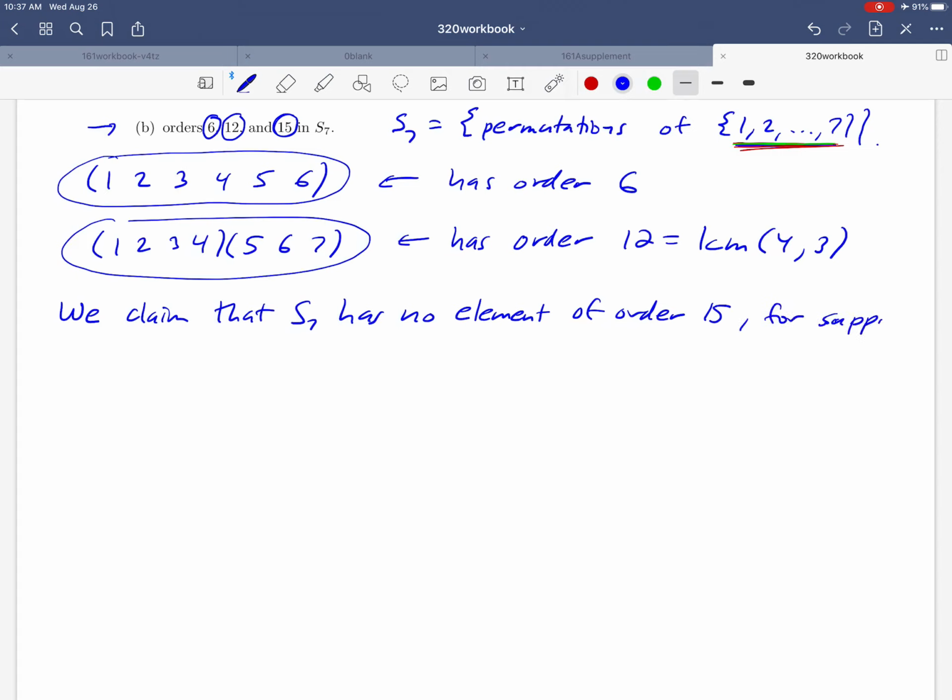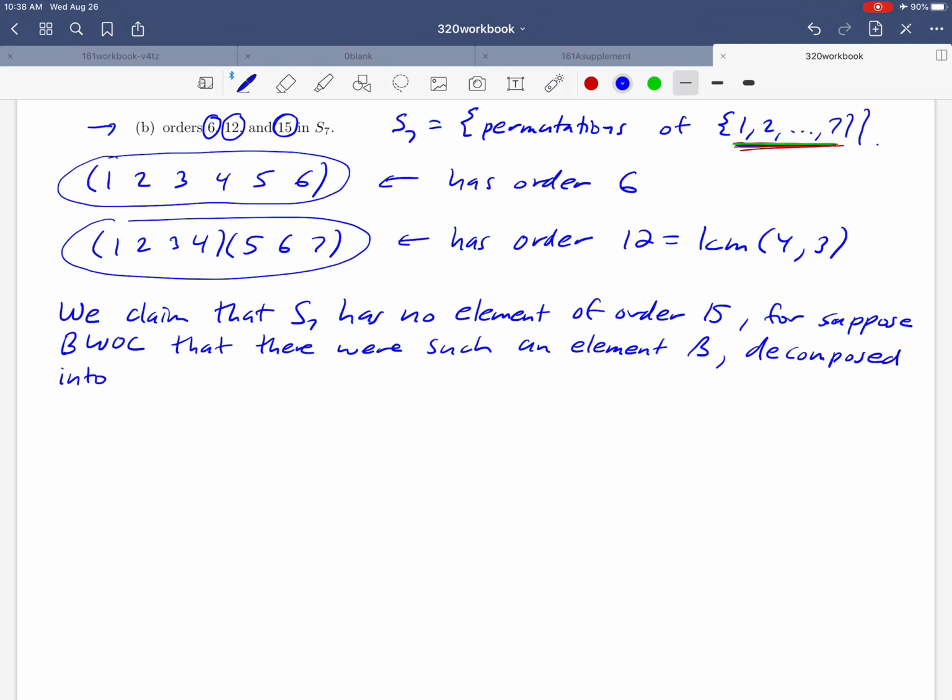Okay, suppose, by way of contradiction, I'm going to abbreviate that BWOC. That just means by way of contradiction. Suppose that there were such an element. We'll call it beta. So we're assuming by way of contradiction that beta is an element of order 15. Well, if such an element exists, then we can decompose it into disjoint cycles. So we'll assume that we have such a decomposition.